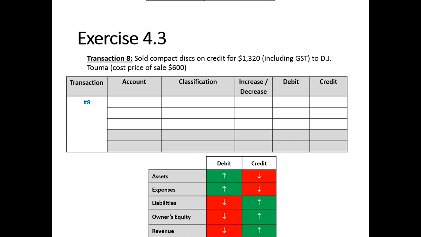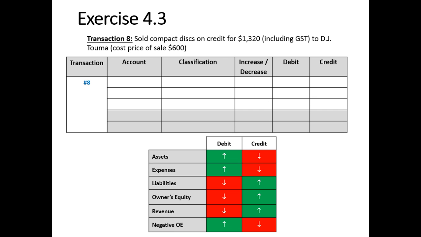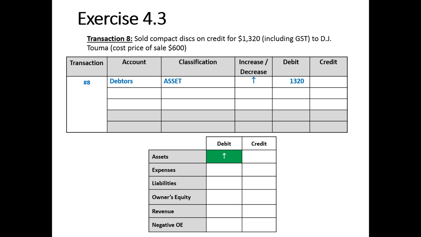Transaction 8, we have another sale. The only difference with this one and the last one is the amount, but also the sale has been made on credit. So dealing with the amount, it says $1,320 including GST. So let's deal with the debtors. The debtors will go up because we made a sale on credit, so an asset going up will be a debit. So that's going to be $1,320.